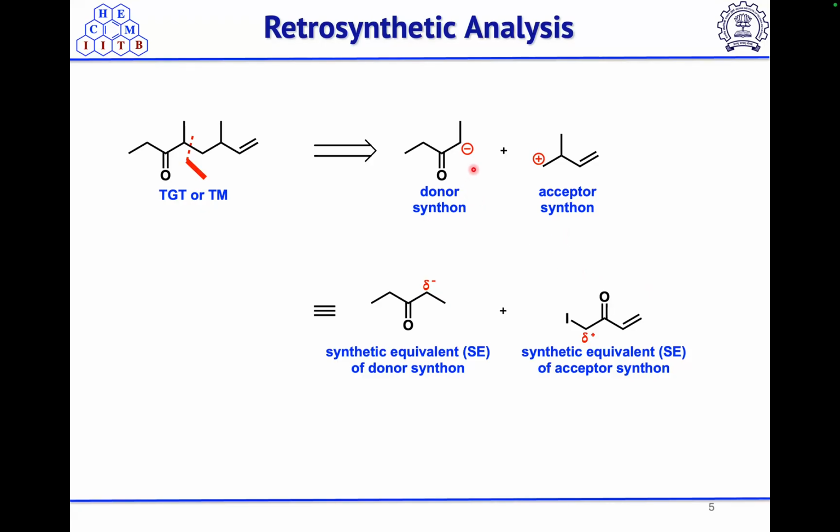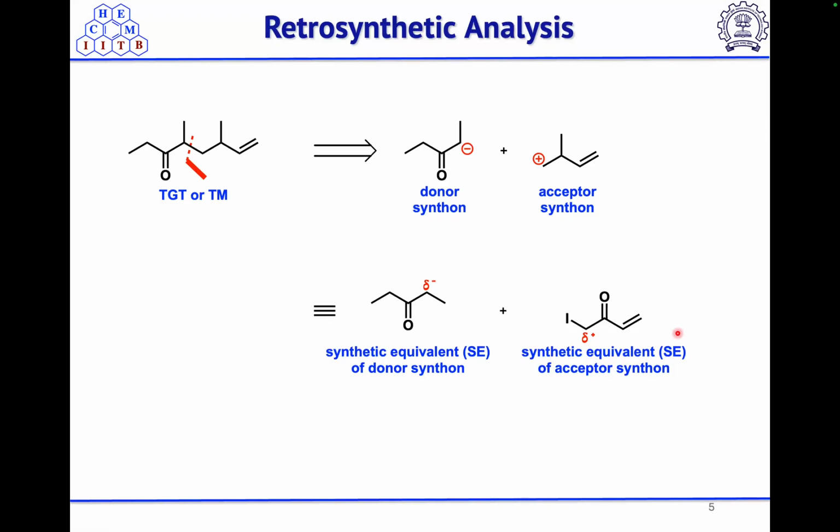If you see this charge, it is alpha to this carbonyl, right? So this alpha carbanion we can easily generate from this carbonyl compound if we treat it with any base. Then we can easily get this carbanion, the donor synthon. And if we have this C-halogen bond, because of the electronegativity of the halide, the CX bond is polarized: the halogen is delta negative and this carbon is delta positive. So this carbon is electropositive, and we can easily generate the negative charge from this ketone, right? So this is called the synthetic equivalent of the donor synthon, and this is called the synthetic equivalent of the acceptor synthon.